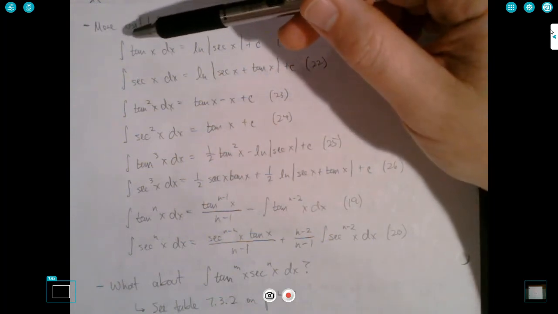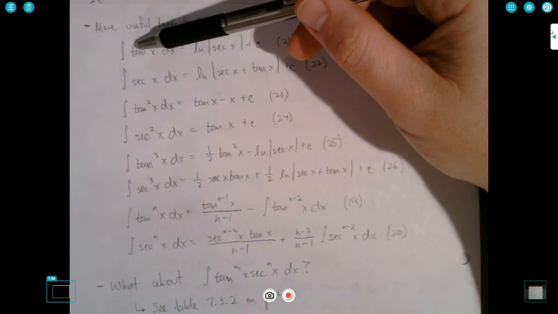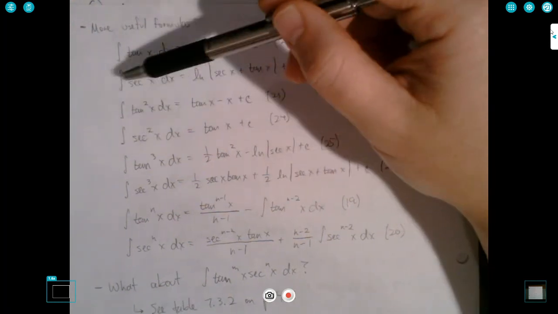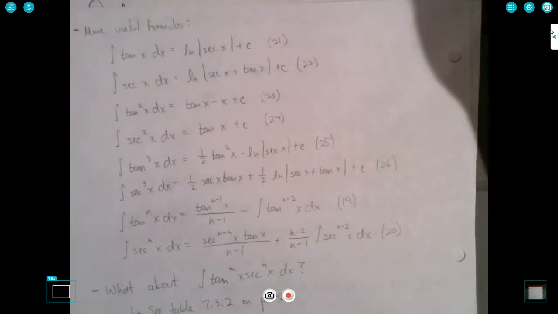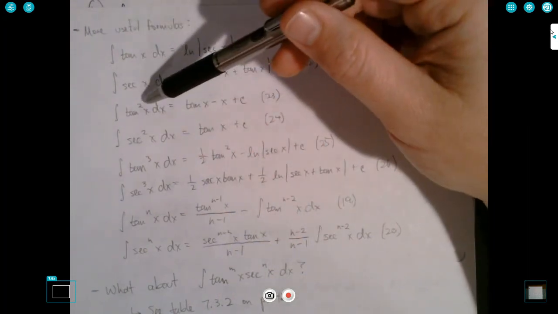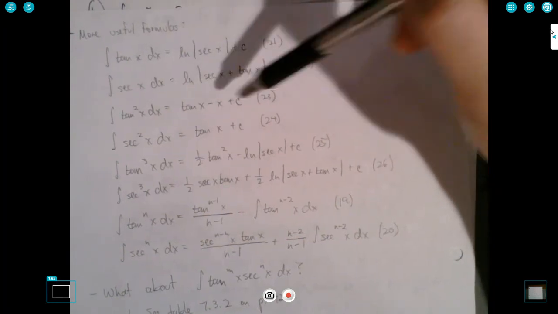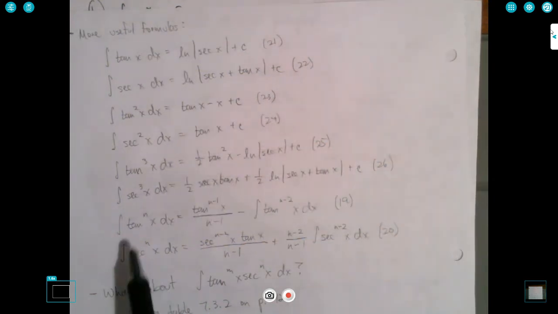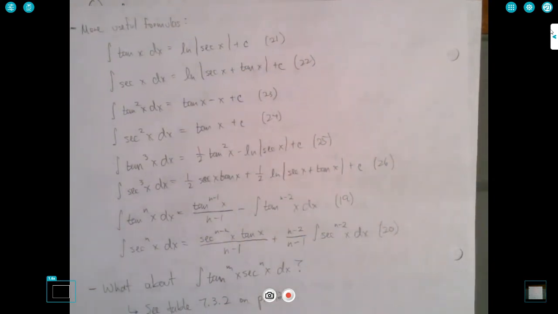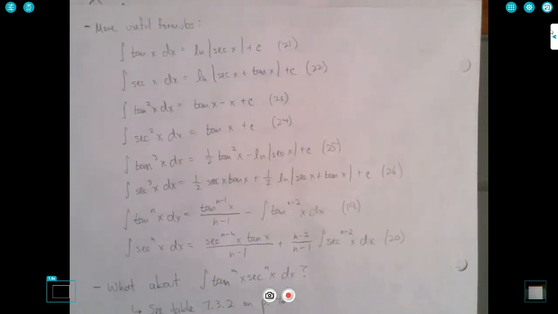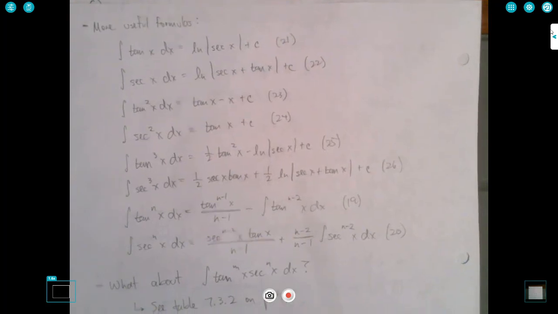But anyway, since the derivative of tangent is secant squared, the integral of secant squared is tangent, right? So these three you should have memorized. The rest of them, maybe not so much. The integral of tangent squared is tangent minus x, okay? And then you've got tangent cubed, secant cubed, and then you've got these general formulas, just like you had for sine and cosine. So these could come in handy at any moment, so they're nice to have on hand.